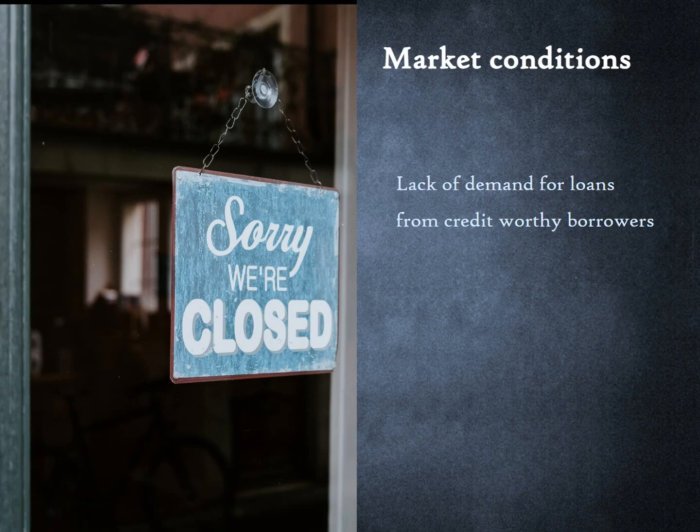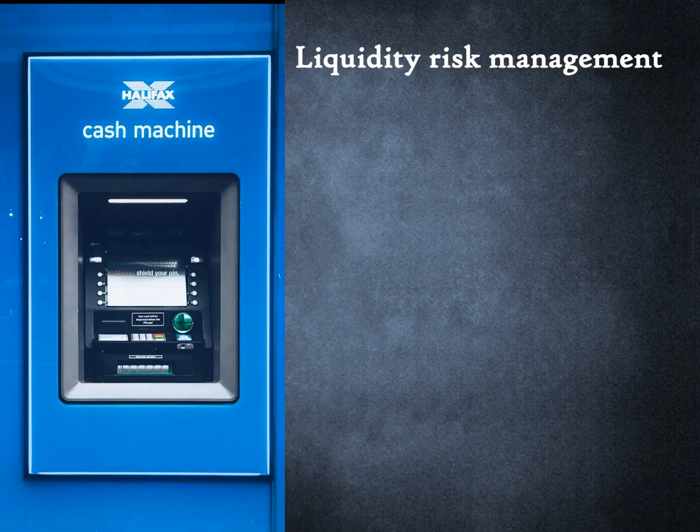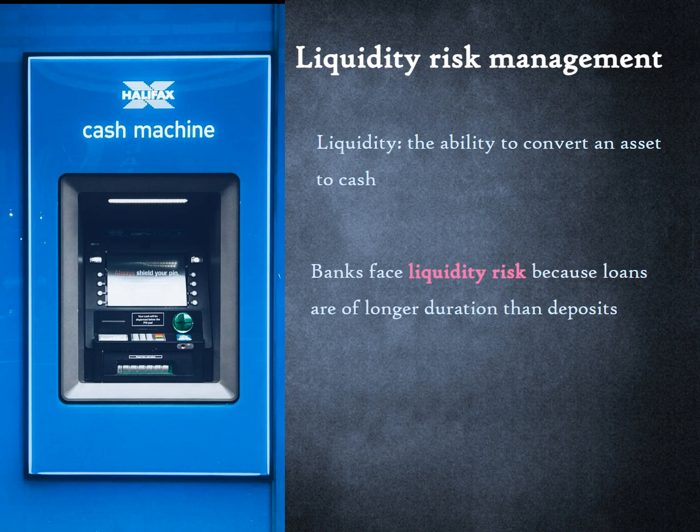In periods of economic downturn, there simply may not be enough demand for loans from credit-worthy borrowers. Hence, banks invest their surplus deposits in securities. Liquidity is the ability to easily convert an asset to cash. Liquidity risk arises from the fact that loans made by banks are usually of a longer duration than their deposits. Hence, if depositors start withdrawing cash at a faster than anticipated rate, the bank may be out of cash.